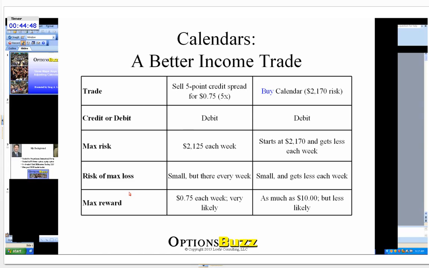Both of these spreads are debit spreads because they're going to take money out of your account until the trade is closed. Okay. So that's why you have to start thinking a little bit outside the box. Now, here's the cool thing.